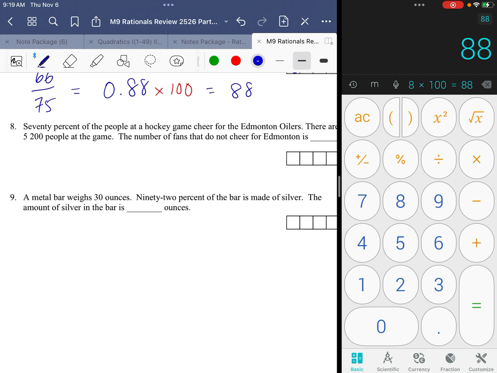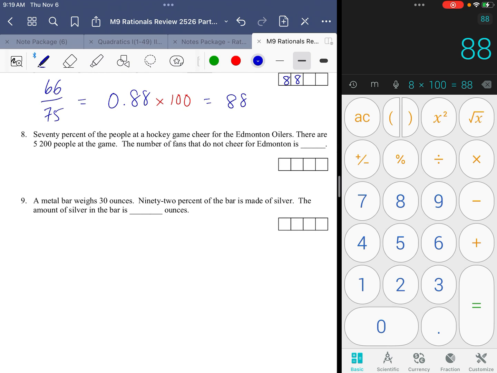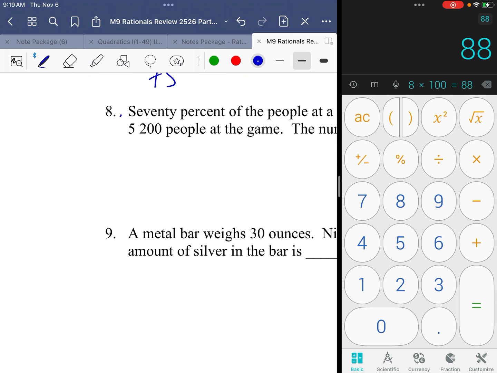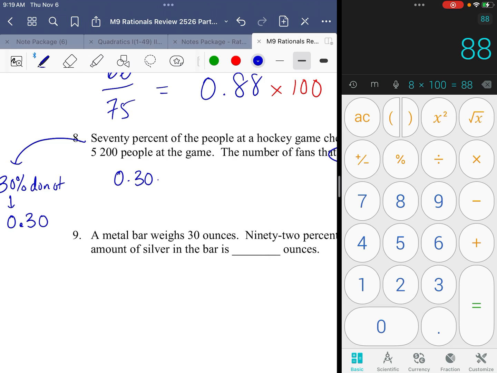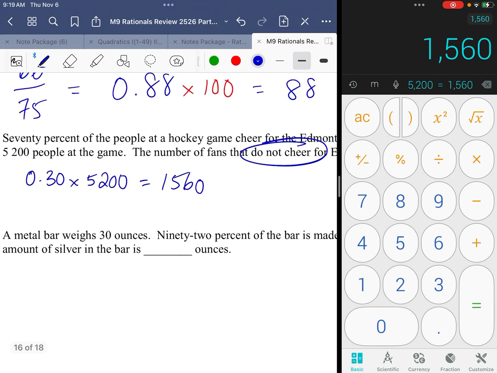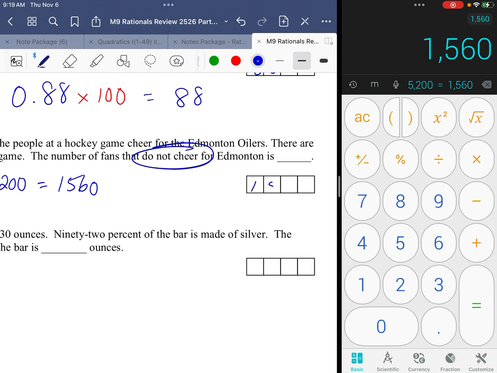70% of the people at a hockey game cheer for the Oilers. There are 5,200 people at the game, find the number of fans that do not cheer. All right, well, if 70% cheer for the Oilers, that means 30% do not. Okay, so 30% as a decimal is 0.30. We're going to take that decimal version of that percent, multiply it by how many people showed up. So 0.3 times 5,200. There's 1,560 people that do not cheer for the Oilers.